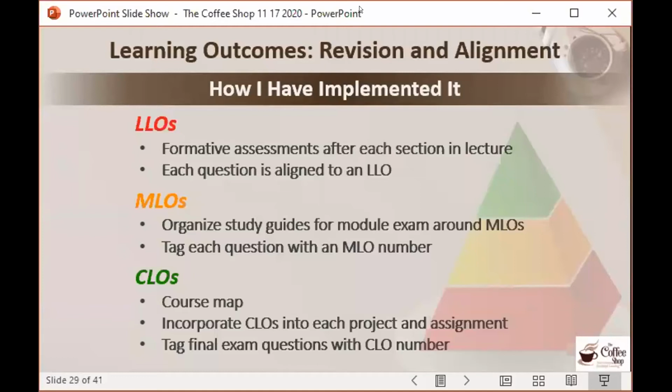Again, like I mentioned before, for those LLOs, I have formative assessments after each section. For MLOs, again, the study guides are organized around them. And on the unit exams, I tag each question with an MLO number. And for the CLOs, I made that course map. I've incorporated CLOs into each project and assignment, and I tag final exam questions with the CLO numbers.